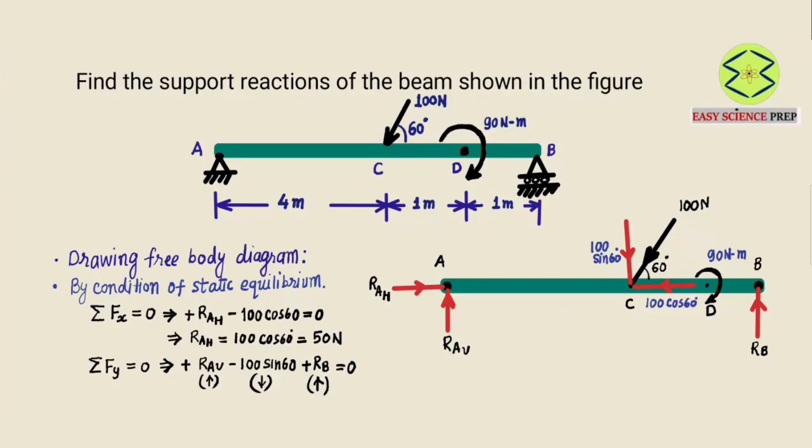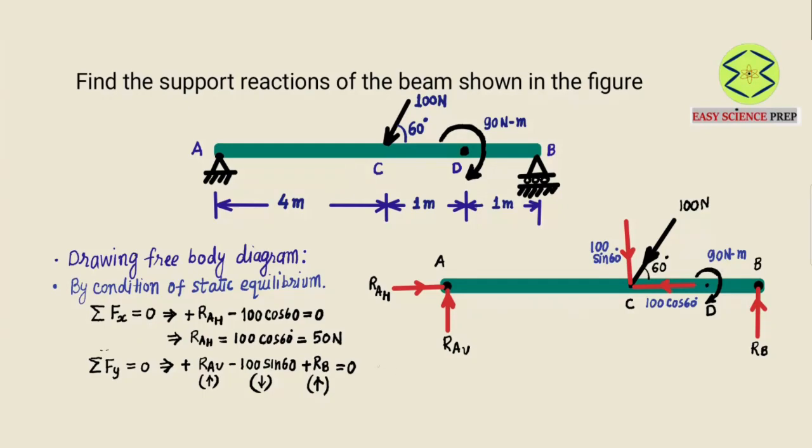Now you have to be very careful here. This moment cannot be considered when we take the summation of forces. This 90 Newton meter moment would only come into the picture when we take the moment about any particular point. Since we are only doing the summation of forces, there is no requirement of considering the moment, which is 90 Newton meter acting at point D.